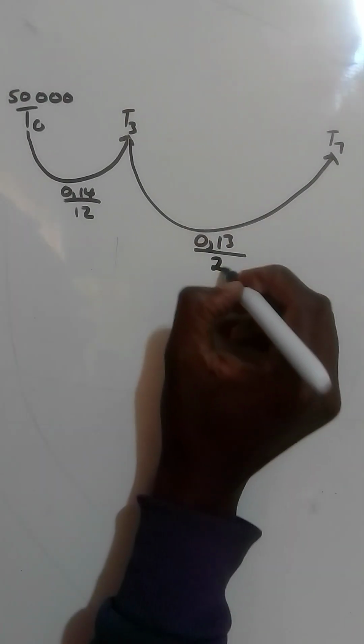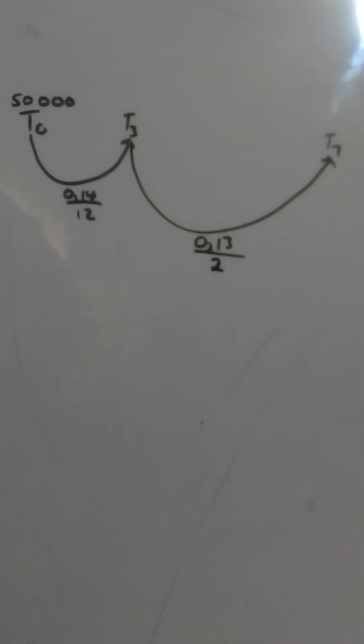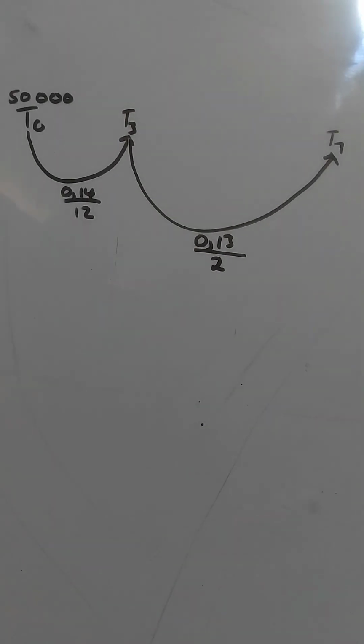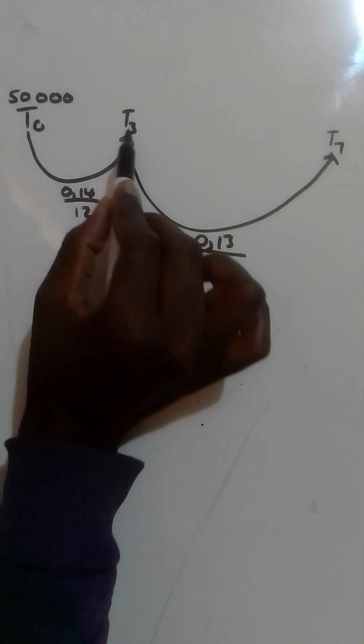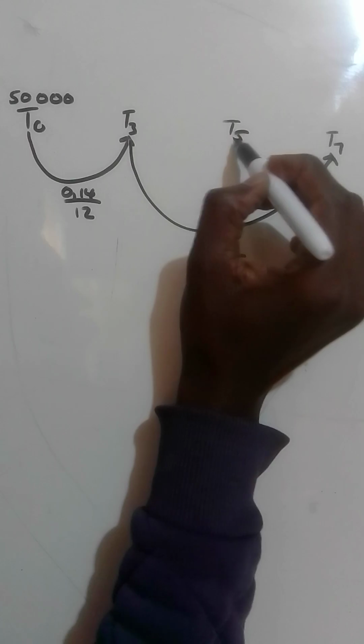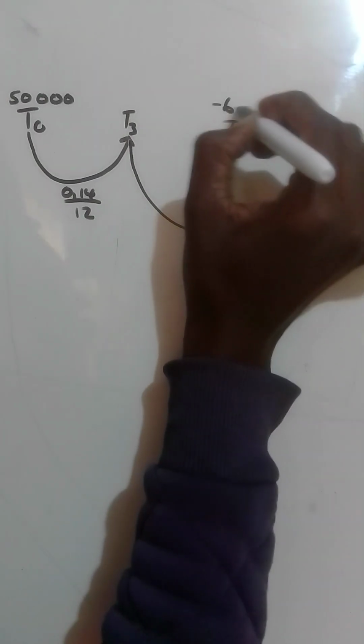So we divide by 2, right? So from T0 to T3, these are 3 years. From T3 to T7, these are the remaining 4 years. Then the scenario continued. We are told that Mr. Mungayi withdrew 6,032 rands from the account 5 years after making the initial deposit. So between T3 and T5, money was withdrawn. How much was withdrawn? We say minus 6,032 rands.